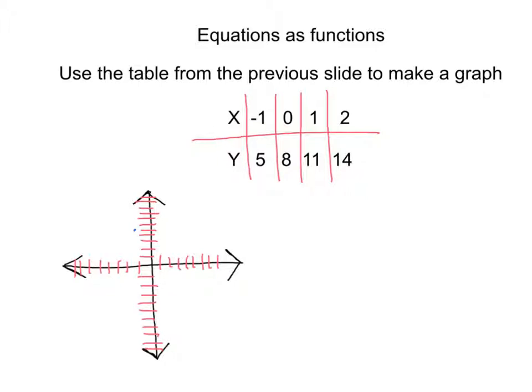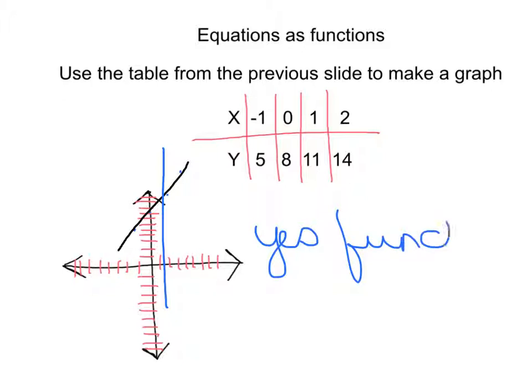Then we go over 0 and up 8. And then we go over 1 and up 11. And again, we're just estimating here because my points only go up to 10. And then we go over 2 and up 14. And we connect our lines, and it's here. Then we would be able to do a vertical line test to make sure that this is a function, and it would be yes to a function, and that's what your graph would look like.